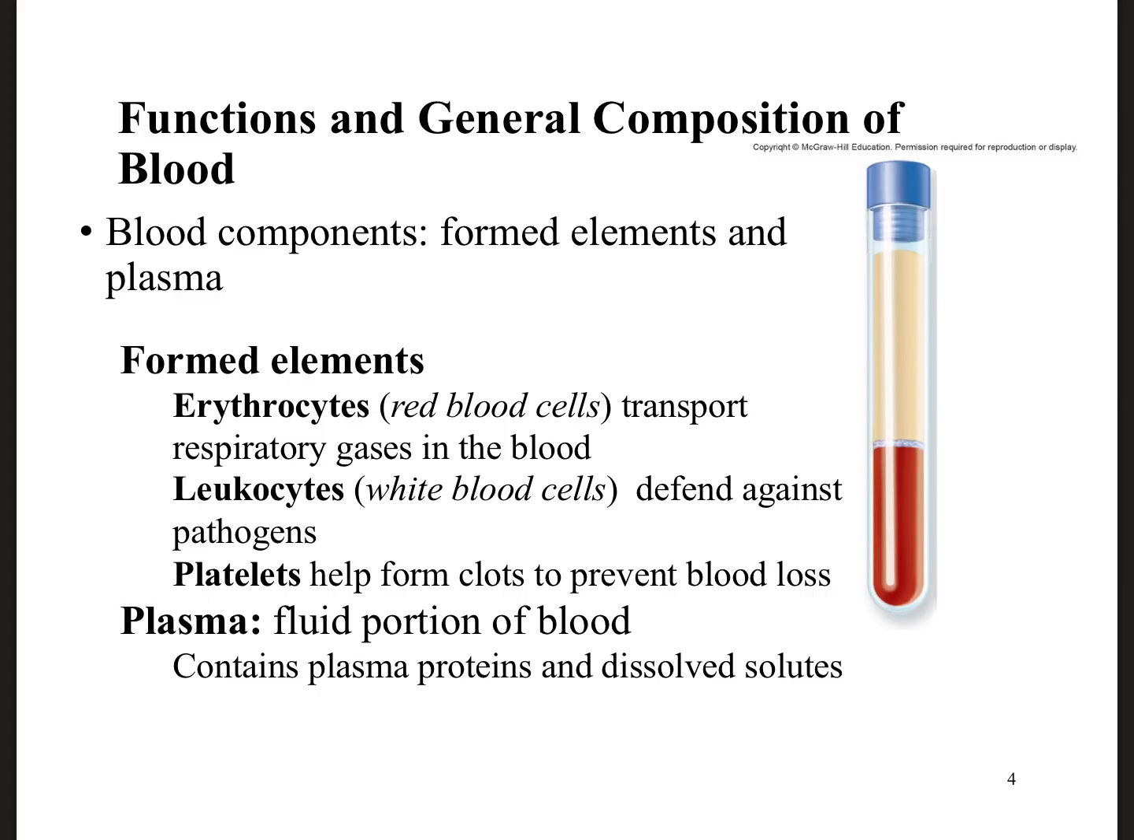Now, the components of blood, which I've already kind of alluded to, two parts. The formed elements, which are your cells, red blood cells, white blood cells, and then cell fragments or platelets, compose your formed elements. All right, so erythrocytes are red blood cells. Their job is to transport respiratory gases in blood. More specifically, or most specifically, they are responsible for the transport of oxygen. Okay, that's the big one.